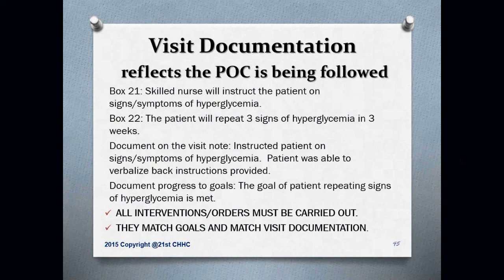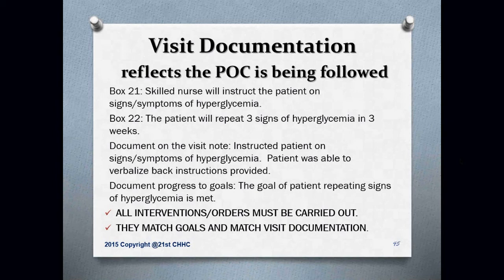So again, the visit documentation needs to reflect that the POC is being followed. So, in box 21, an order might be that the skilled nurse is going to instruct the patient on signs and symptoms of hyperglycemia. In box 22, where the goals are, it may be that the patient's going to repeat at least 3 signs in 3 weeks.